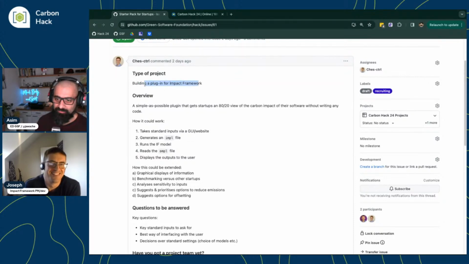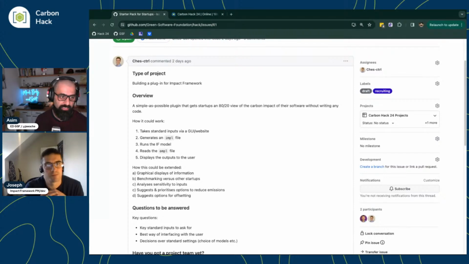So, building a plugin for Impact Framework. This is the type of project: a plugin, as simple as possible, that gets startups an 80-20 view of the carbon impact of their software without writing any code. Interesting. That'll probably just be billing. I would imagine my mind is going straight away to billing data from that perspective. Take standard inputs via a GUI website. Oh, I see. Okay, so it'll be some form of questionnaire.